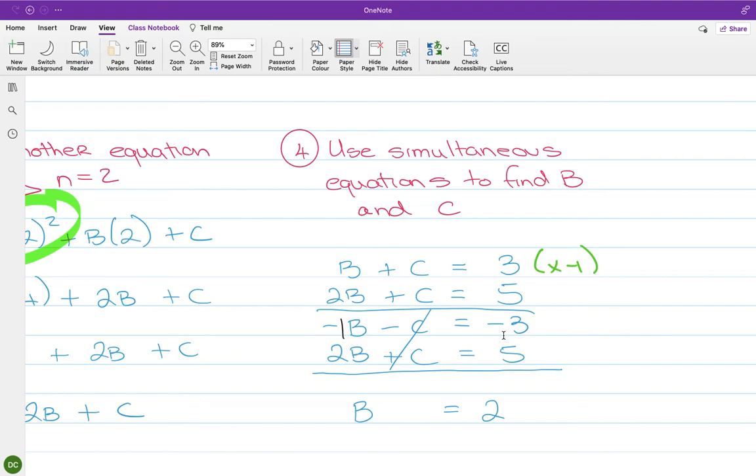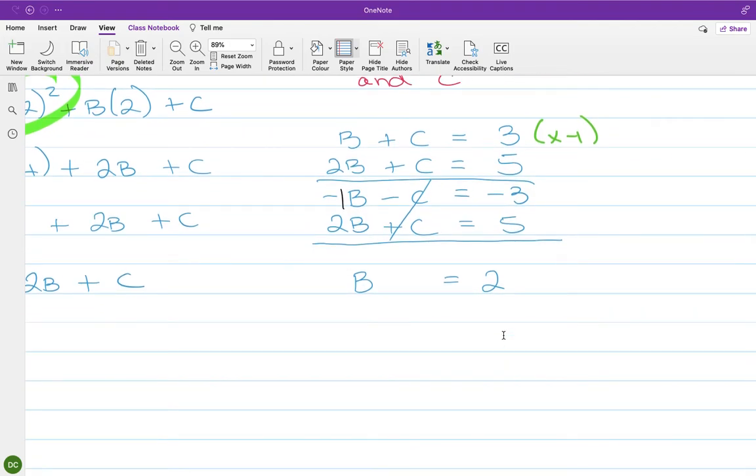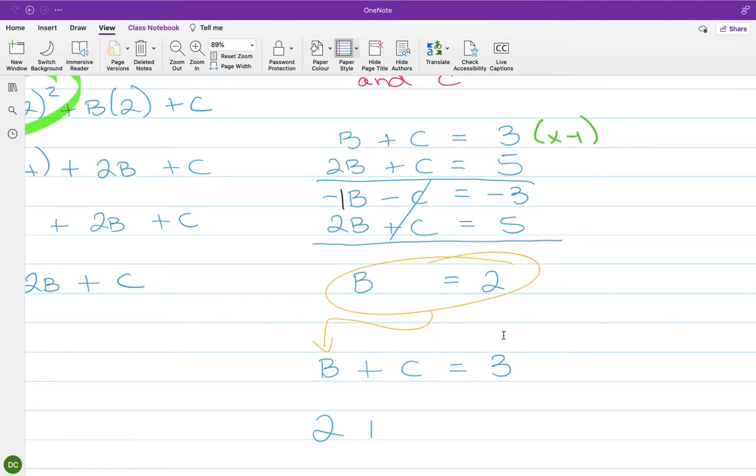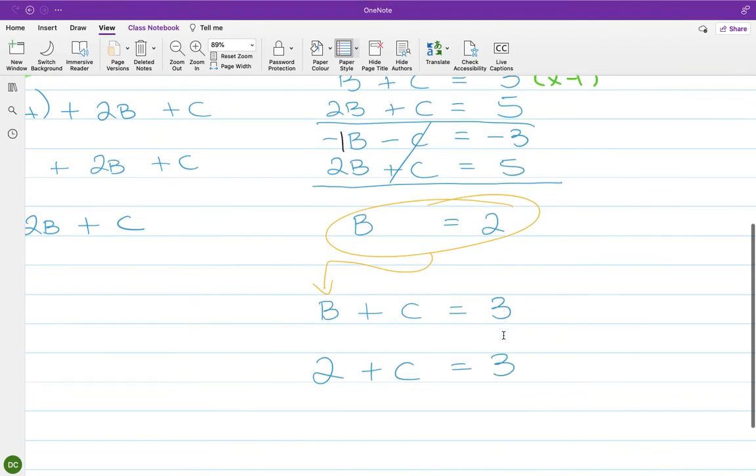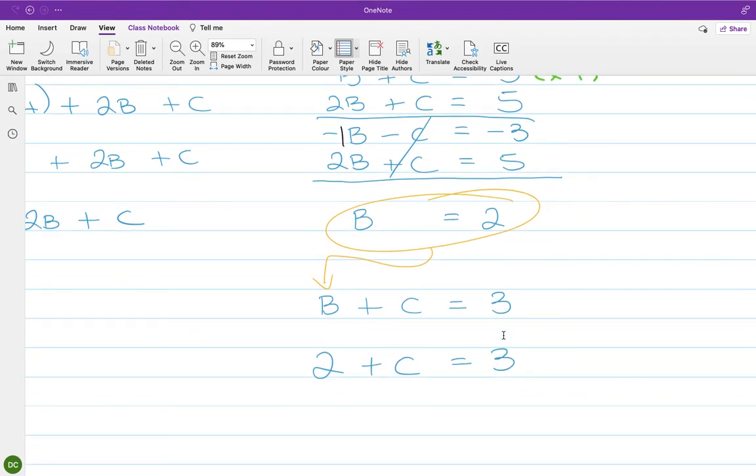And then we sub to get the other one, so I'm going to use the top line. So I'm going to go b plus c equals 3. I'm going to take this and put it in for b. So it's 2 plus c equals 3. And then isolate the c, so minus 2 minus 2. So c equals 1.